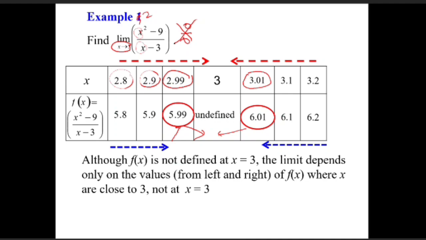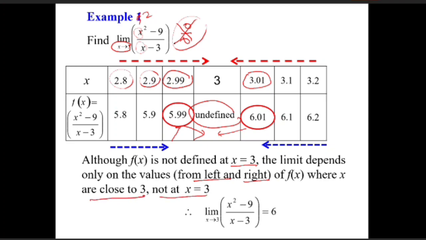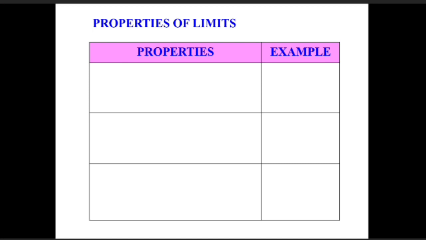Although f(x) is not defined at x equal to 3 because it's 0 over 0, the limit depends only on the values from the left and right of f(x), where x is close to 3, not at x equal to 3. So since we know that from the left and right side of 3, the value is very close to 6, the limit is 6. In the next lectures, we will learn an easier method to solve this type of question. Let's look at the properties of limits.